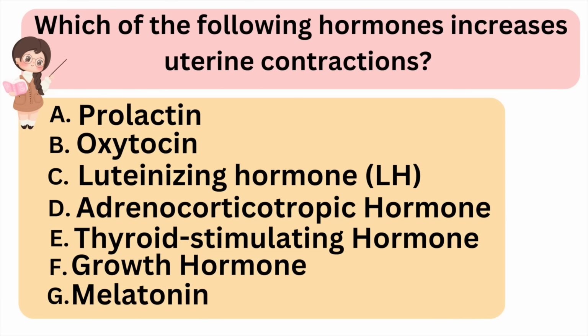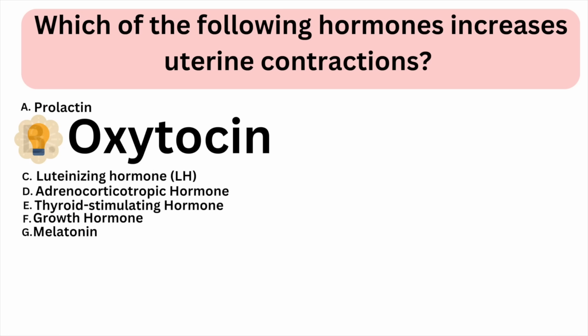Question number 5. Which of the following hormones increases uterine contractions? A. Prolactin. B. Oxytocin. C. Luteinizing hormone. D. Adrenocorticotropic hormone. E. Thyroid stimulating hormone. F. Growth hormone. Or G. Melatonin. Our answer here is oxytocin.